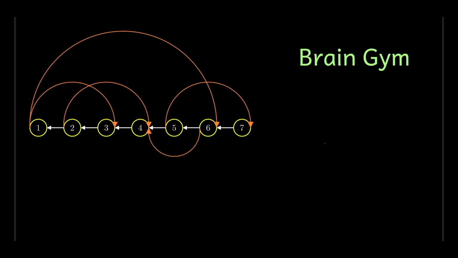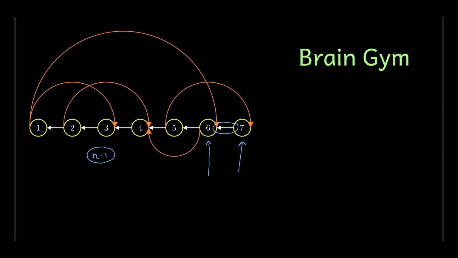You are given a line graph where each vertex i is connected to its left neighbor by a white edge that you see on the screen. So there will be a total of n minus 1 white edges. Then on top of this line graph, you have some additional orange edges that spawn in any direction and can go from any vertex to the other vertex.